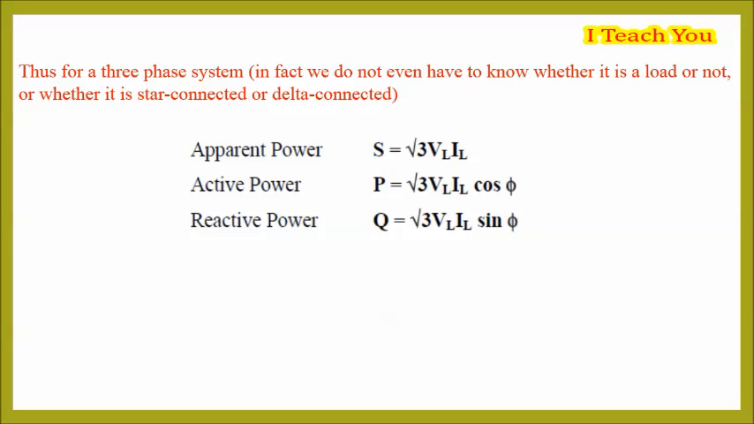Apparent power S equals square root 3 VL IL. Active power P equals square root 3 VL IL cos phi. Reactive power Q equals square root 3 VL IL sin phi.